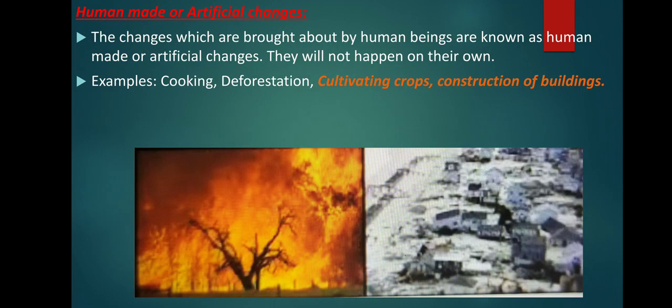Next one, man-made or artificial changes. The changes which are brought about by humans are called man-made changes. For example, burning of fuels, cutting hair, switching on light, etc.